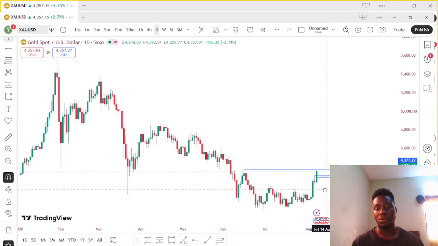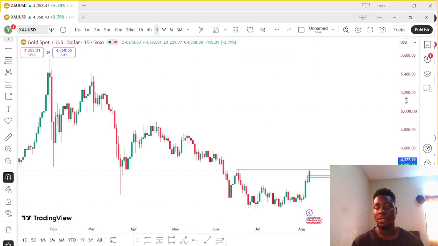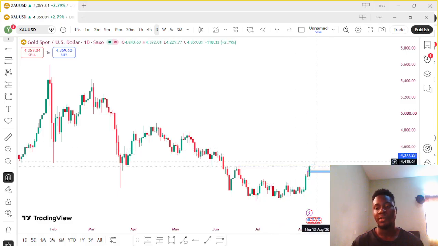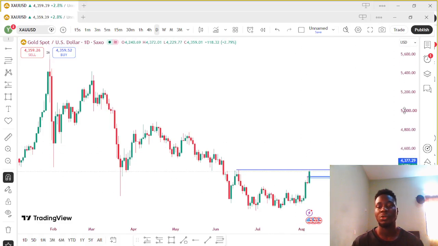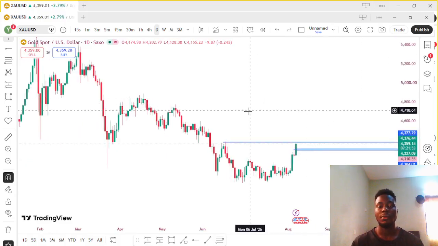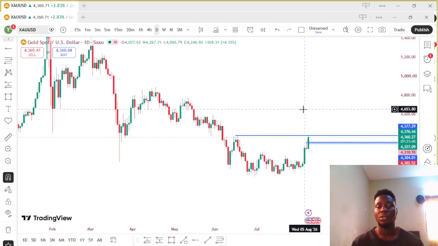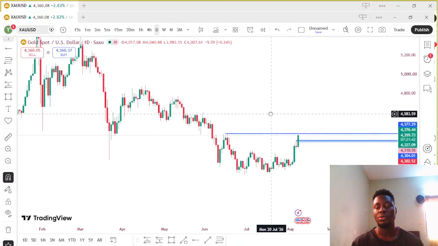So after that breakout, I was anticipating gold to at least take out this particular high before it could make a significant retracement downward. So I already had this in mind. So I was expecting gold to buy today. That's to rally up.